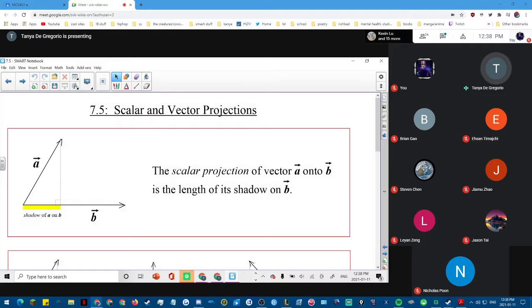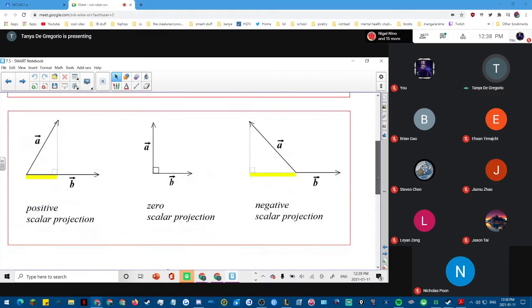You drop a perpendicular from the end of vector A. And when you drop that perpendicular, it's going to show you that highlighted area right there, what the length of the shadow is. And that's all that a projection is. Okay, what's the difference between a scalar and a vector projection? Well, a scalar projection is going to tell us just magnitude, whereas the vector projection is going to also give us the direction. Okay, and the magnitude will remain the same.